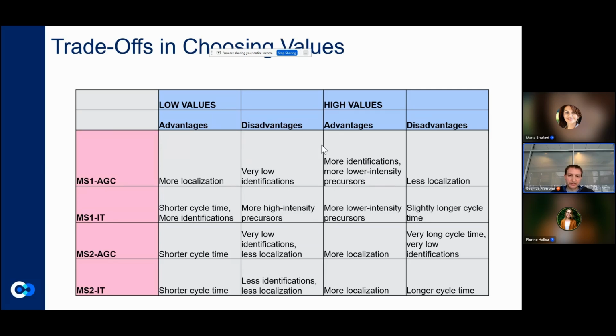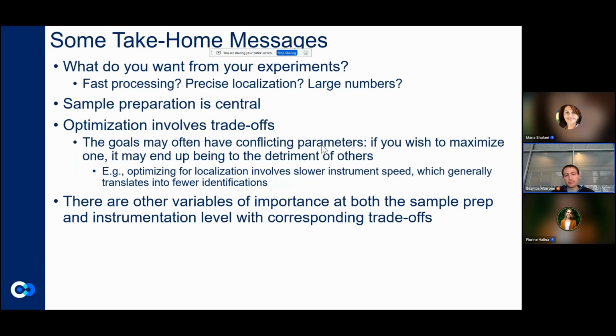This slide summarizes a few of the values we looked into, and you can go over it, but it's basically that there is always a trade-off in choosing a low value or a high value for these parameters, the AGC and IT at the MS1 and MS2 level. So the take-home message is, what do you want from your experiment? Do you want fast processing time, localization, large numbers? That will really depend. That will dictate what you want to input into your parameters.